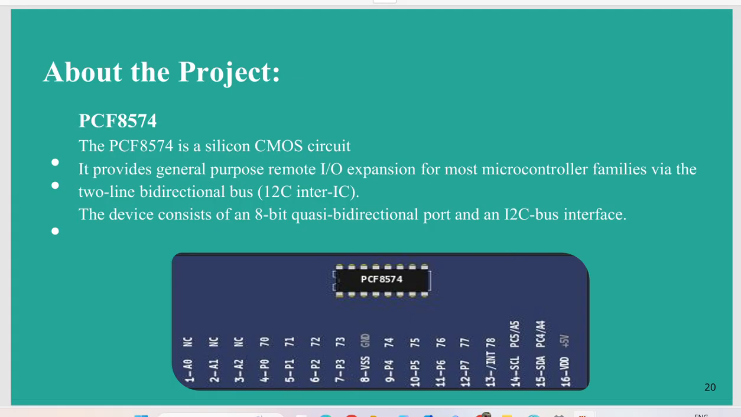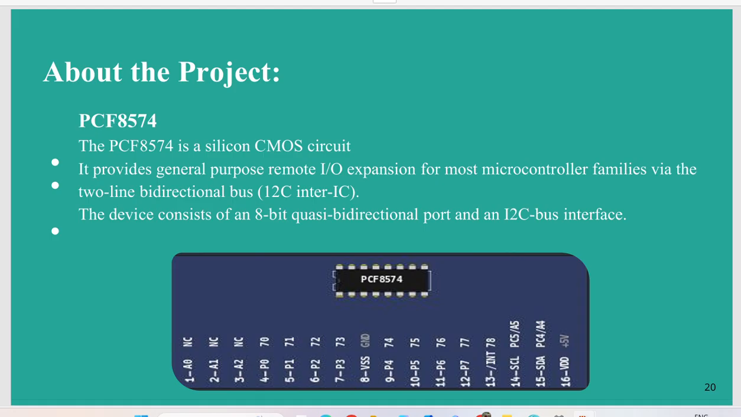And coming to the PCF8574. This PCF8574 is a silicon CMOS circuit. CMOS means complementary metal oxide semiconductor circuit. It provides general purpose remote input and output expansion for most microcontroller families via the two-line bidirectional bus. It is a bus called I2C, inter IC. That is called a two-line bidirectional bus.